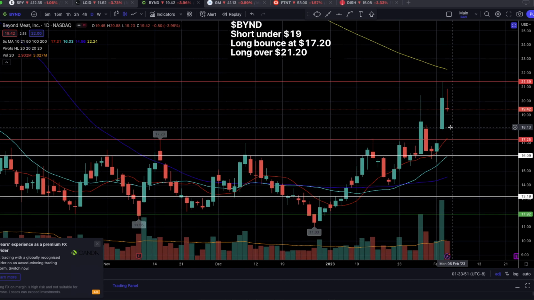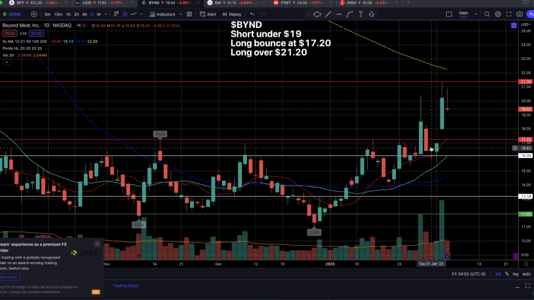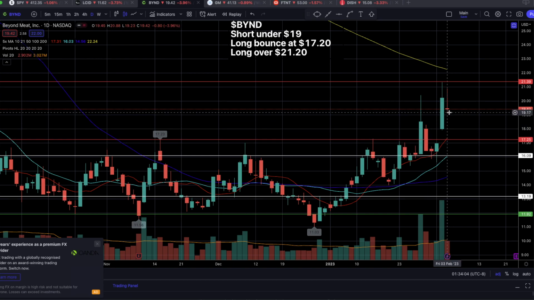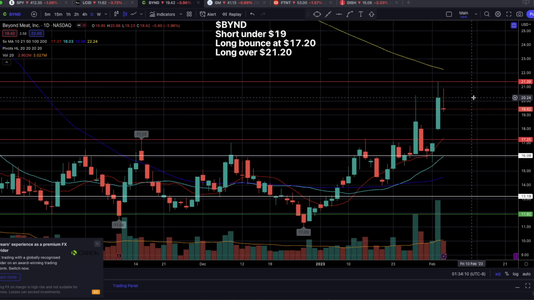So I fully expect this name to start flagging as well if we decide to not come all the way back down to 17.20 to try to fill in this gap. All right, and if we decide to just stick around between, I would say, 19 to the 21s, then we will most likely see a flag form.